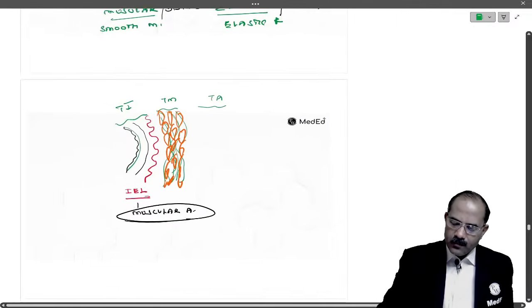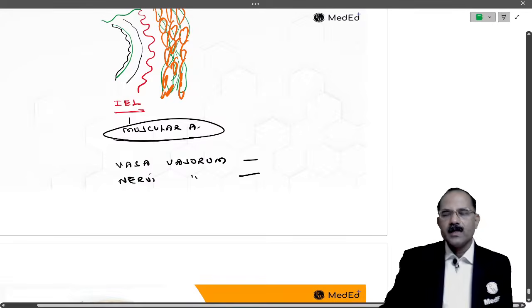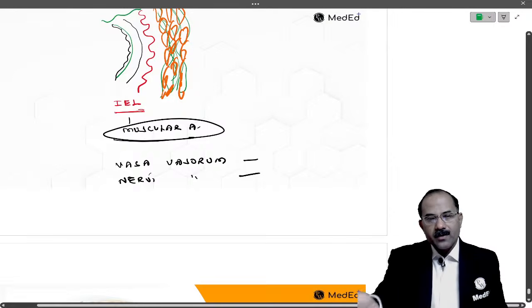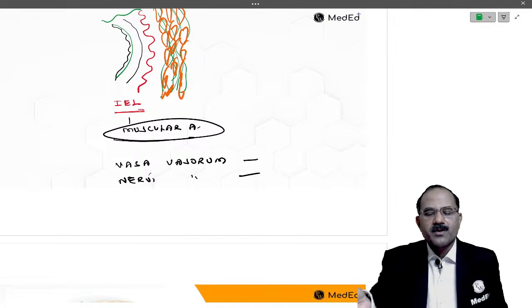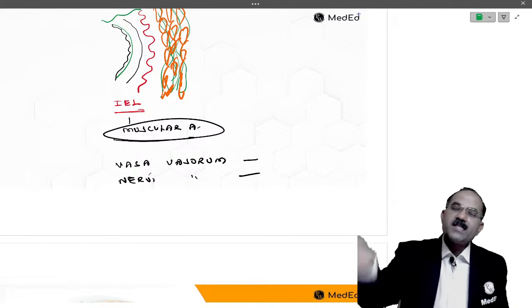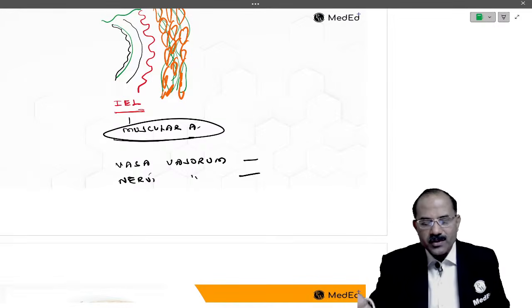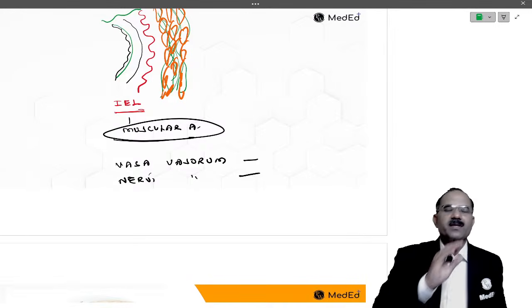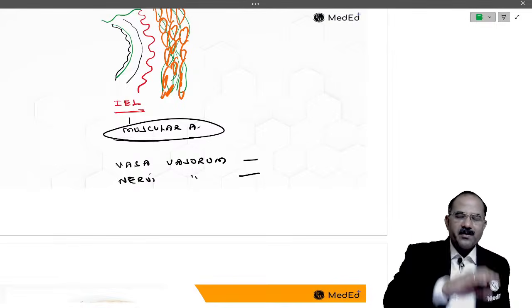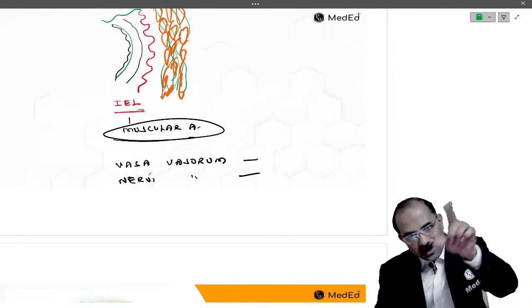Now, what is vasa vasorum? Can anyone tell me what is vasa vasorum and what is nervi vasorum? This is asked in the exams. Tunica adventitia contains vasa vasorum and nervi vasorum because blood vessels have muscles, and muscles need blood supply. So, there are small arteries present in the tunica adventitia which supply the blood vessels. This is known as vasa vasorum. These are arteries supplying the arteries, and the nerve fibers which supply the arteries are known as nervi vasorum. So, vasa vasorum and nervi vasorum are present in tunica adventitia.